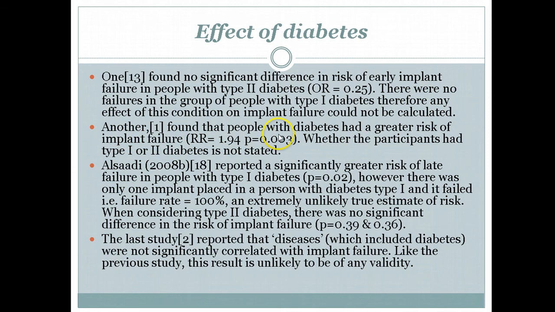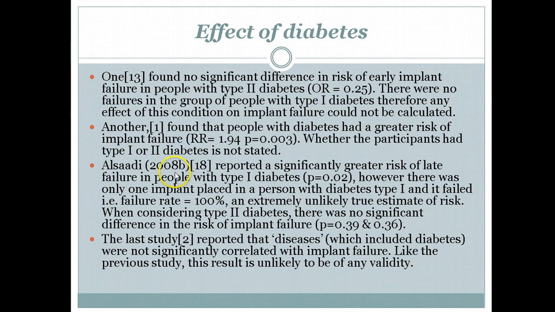Another study found that people with diabetes had a greater risk of implant failure. Whether the participant had type 1 or type 2 diabetes is not stated. So it was kind of unclear which type of diabetes they're talking about, because as we know, there's a pretty big difference between type 1 and type 2: the way the patient medicates and takes care of themselves, and the prognosis of these two conditions.